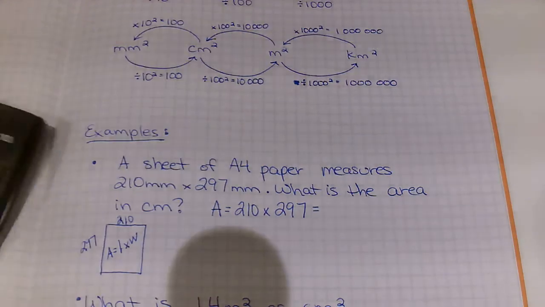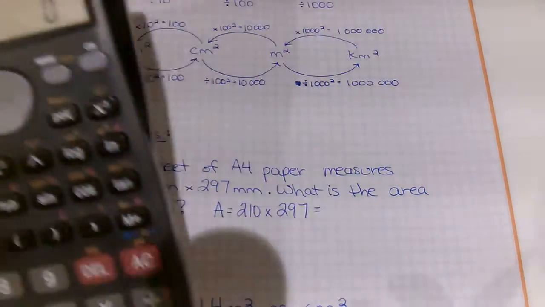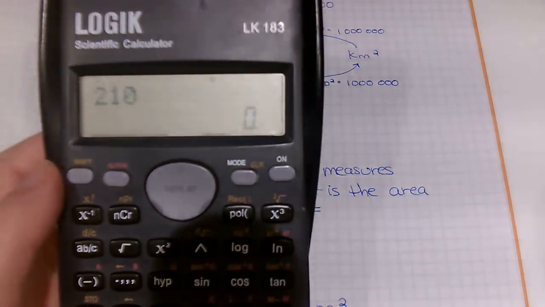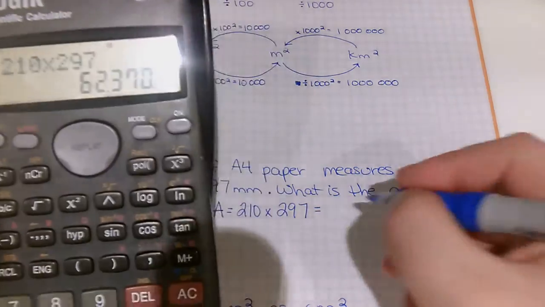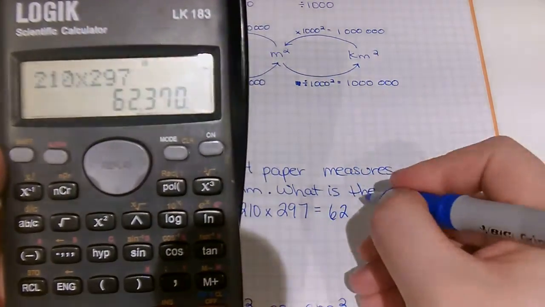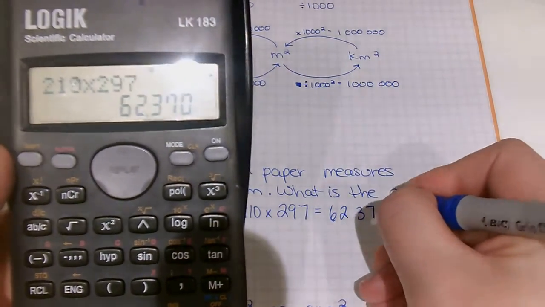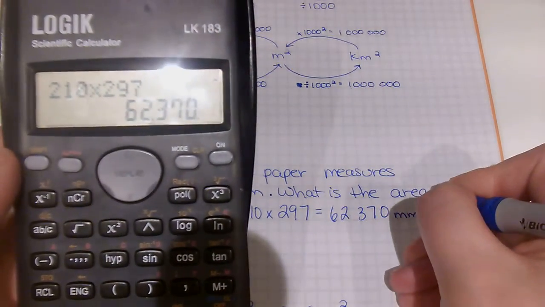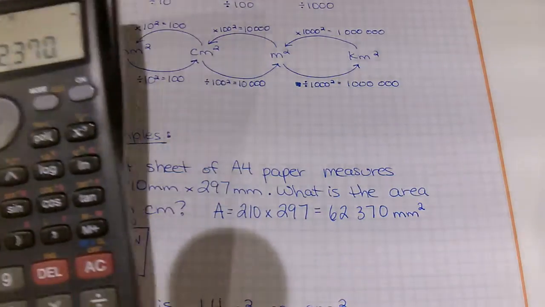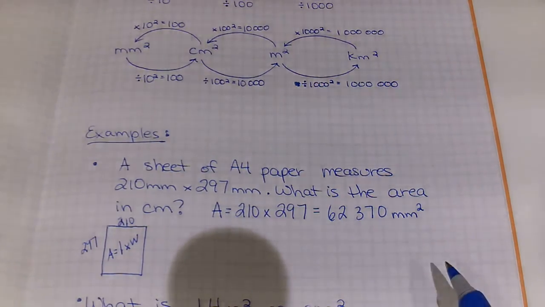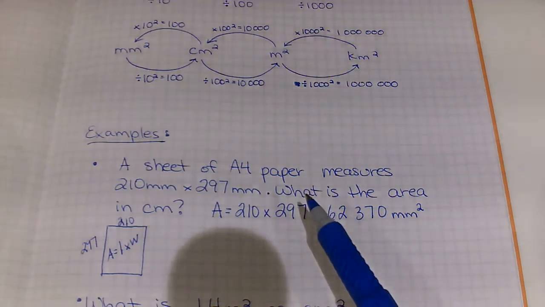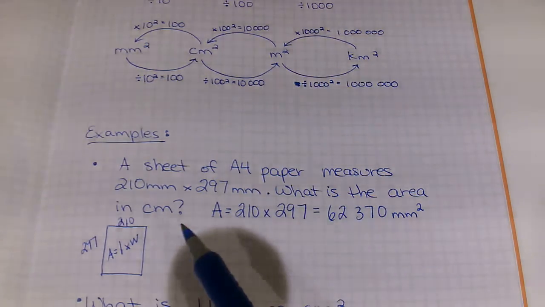Alright, so now let's use our handy dandy calculator. 210 times 297 gives me 62,370 millimeters squared. Area is always squared. Okay, so that's what it is in millimeters. But the question asks, what is the area in centimeters?